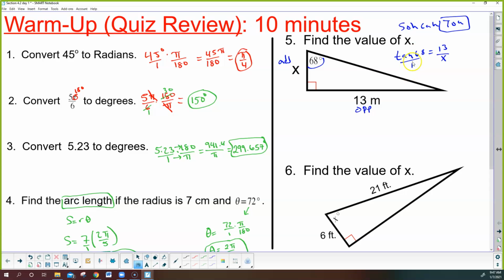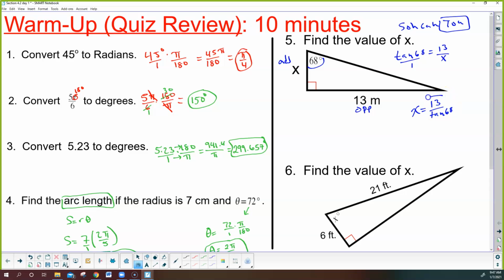So I usually make this a proportion by putting tangent of 68 over 1. And then I'm going to cross multiply. Or you can just switch the spot of the x and the tangent. But if I did 1 times 13, I get 13. And then I would divide by the tangent of 68. So I'm plugging this into my calculator.